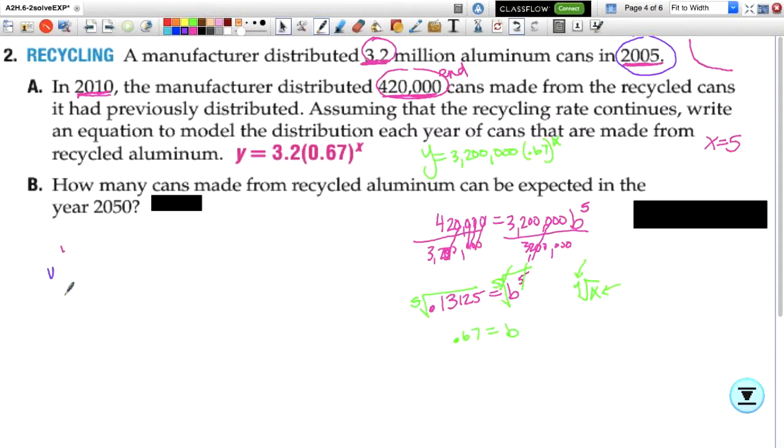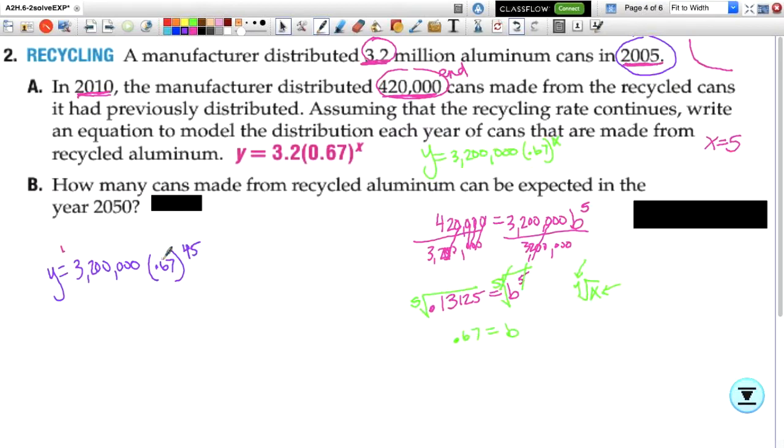So I'm going to use my equation like this because I like it. I'm going to put y equals 3,200,000 times our growth rate, or it's really a decay rate, kind of, right? And then instead of x here, or instead of 5 here, I'm going to put in 45 because that's how many years it will have been. And now I'm just going to make sure to grab my calculator again and figure out what I got going on.